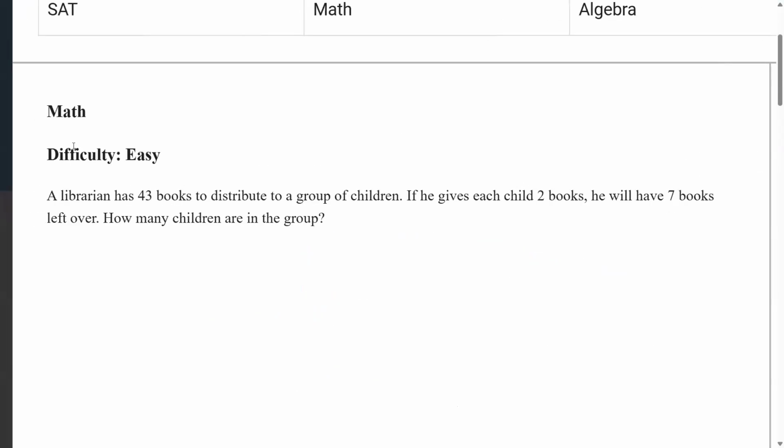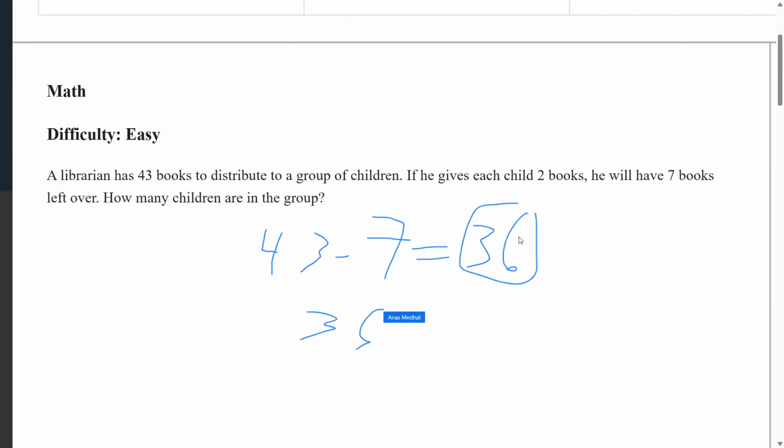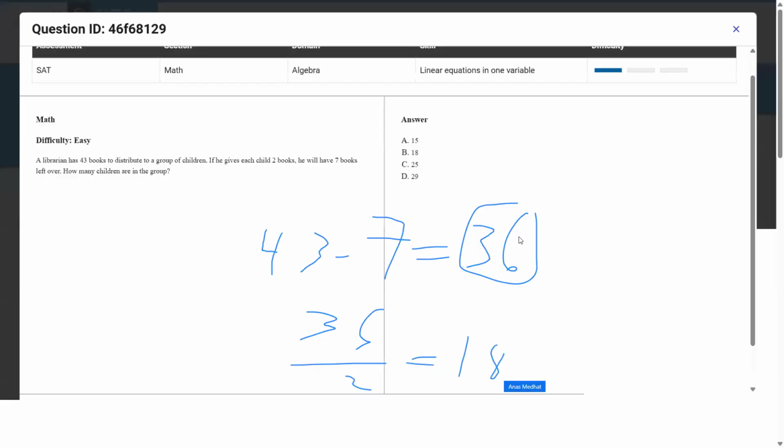A librarian has 43 books to distribute to a group of children. If he gives each child 2 books, he will have 7 books left over. How many children are in the group? Okay. Let's subtract the 7 from 43. It will give you 36. And divide this by 2. Calculate the number of children, which is 18.